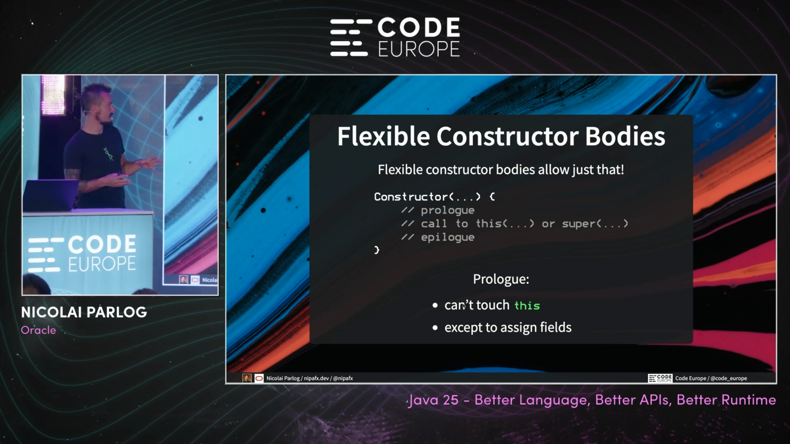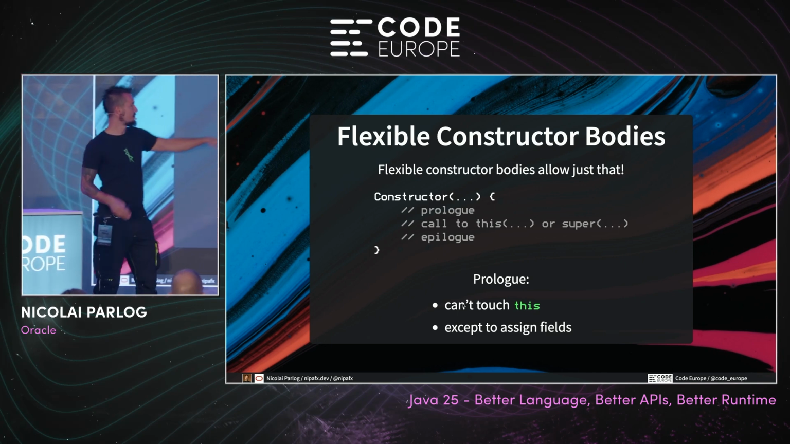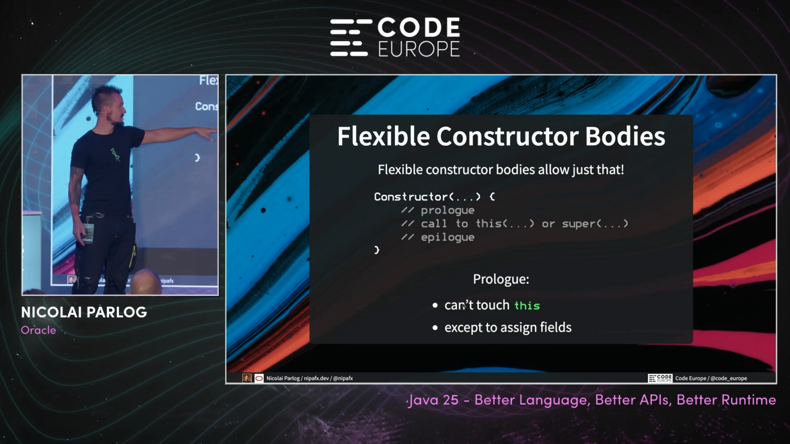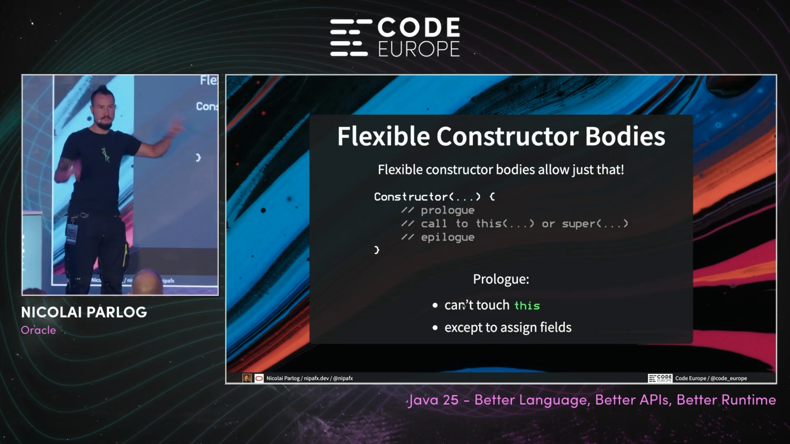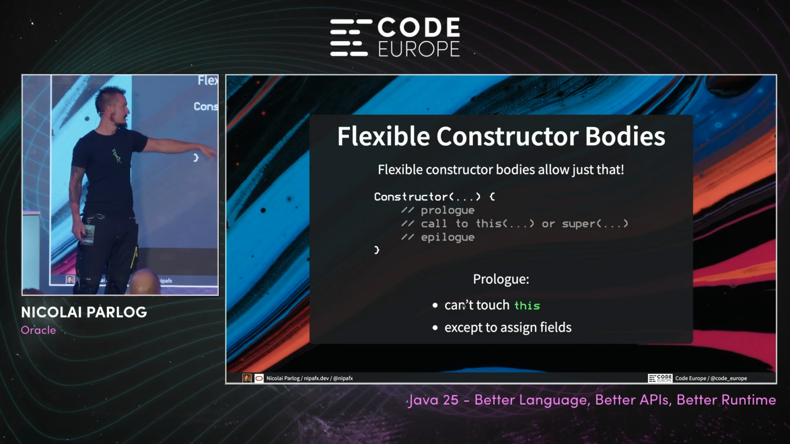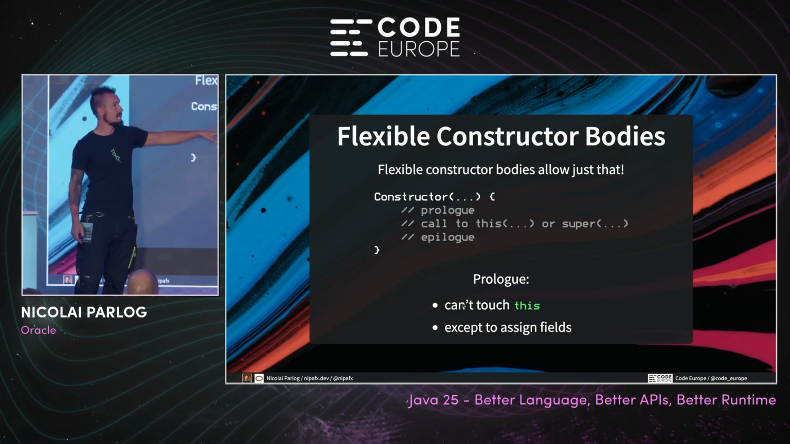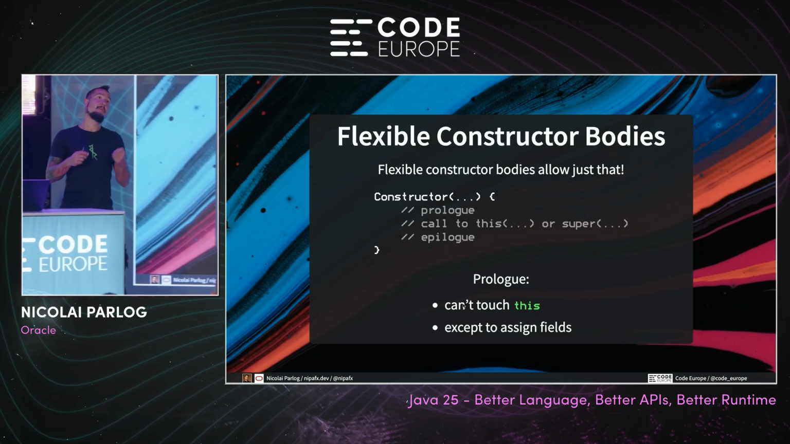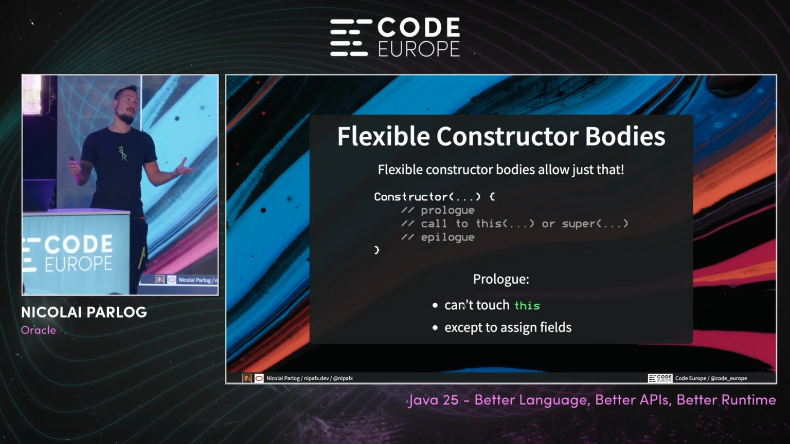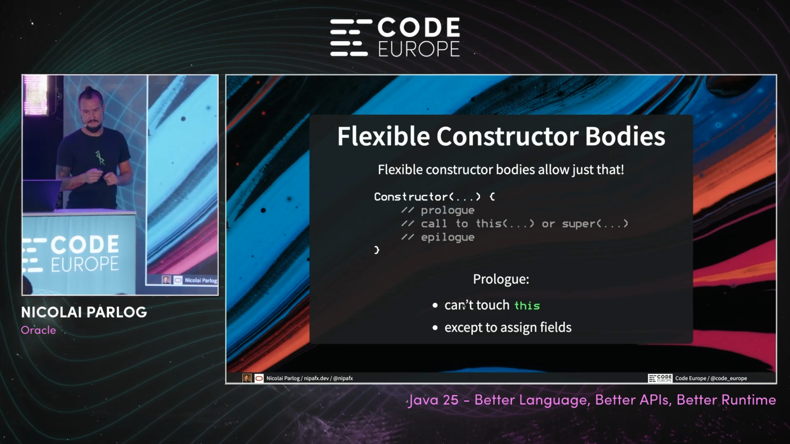So conceptually, the constructor is now split into a prologue, the call to this or super, and then the epilogue. The epilogue is just the normal constructor body, as we know it today. The call to this or super is either explicitly or implicitly there, and the prologue is new. In the prologue, you can do a bunch of things. Basically, you can imagine I'm working in a static context. I cannot touch the instance under construction except to assign fields.